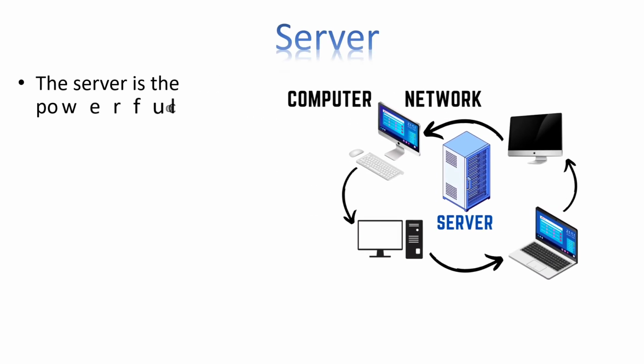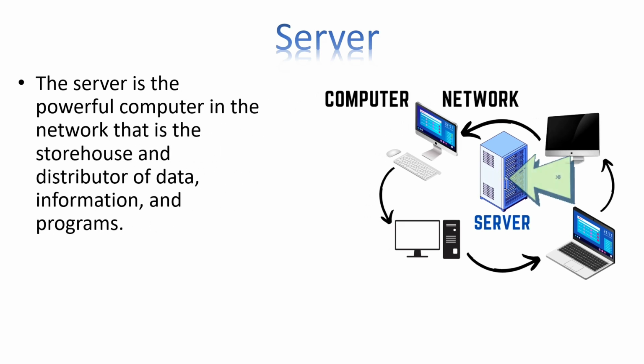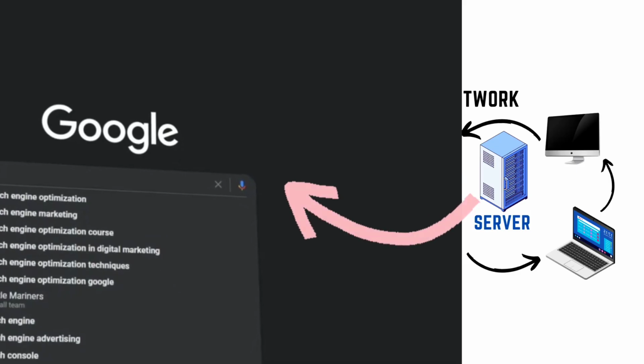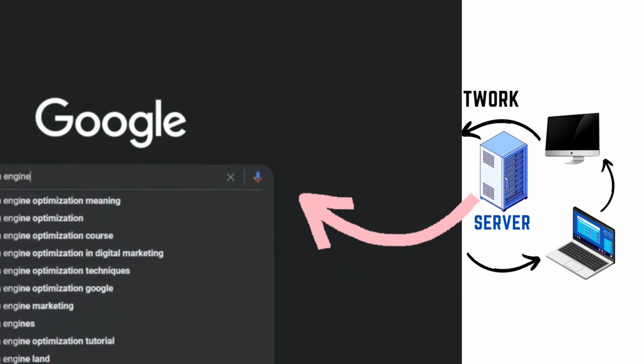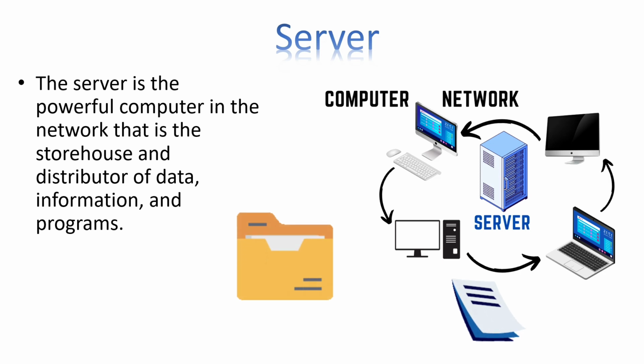Server is the powerful computer in the network that is the storehouse and distributor of data, informations, and programs. So server is the main, or you can say the powerful computer in the network that provides the data and information that is requested by the client computers. For example, if we search anything from the internet, the data will come from the server computer. So in the network, server is the powerful computer with high storage capacity that helps to provide the data, informations, and the resources that have been requested by the client computers.